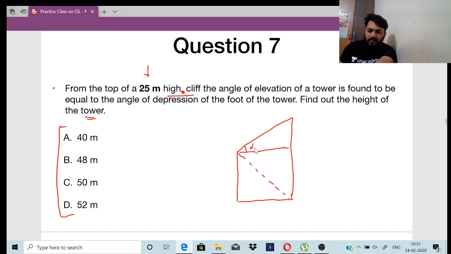So this is alpha, right? Use tan alpha and find it out. That's it, right? So let me name the triangle PQ, right?